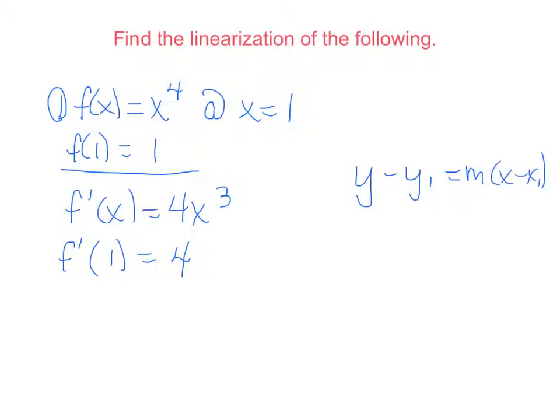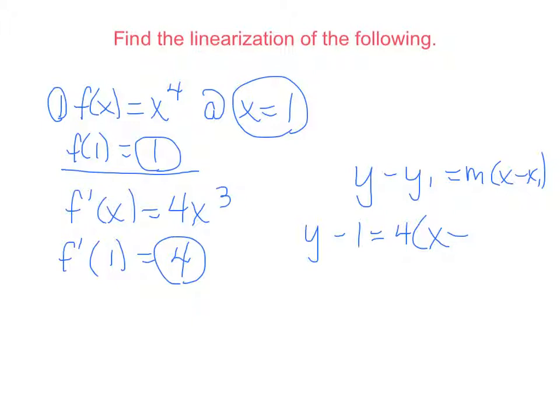So if we go over and look at our point-slope form, you will see that your y1 is right here at 1. Your slope is down here at 4. And your x value is right here. That was given. So there is the equation of your line in point-slope form.